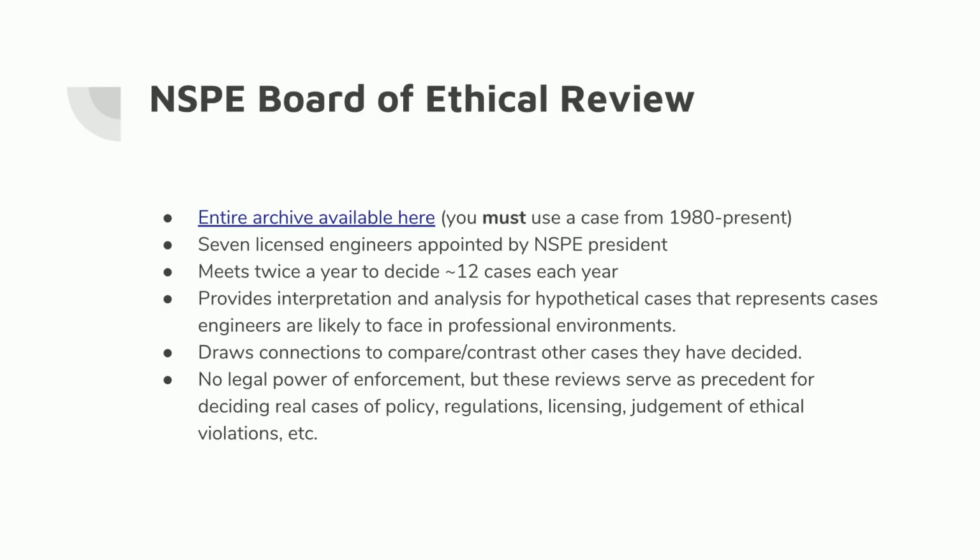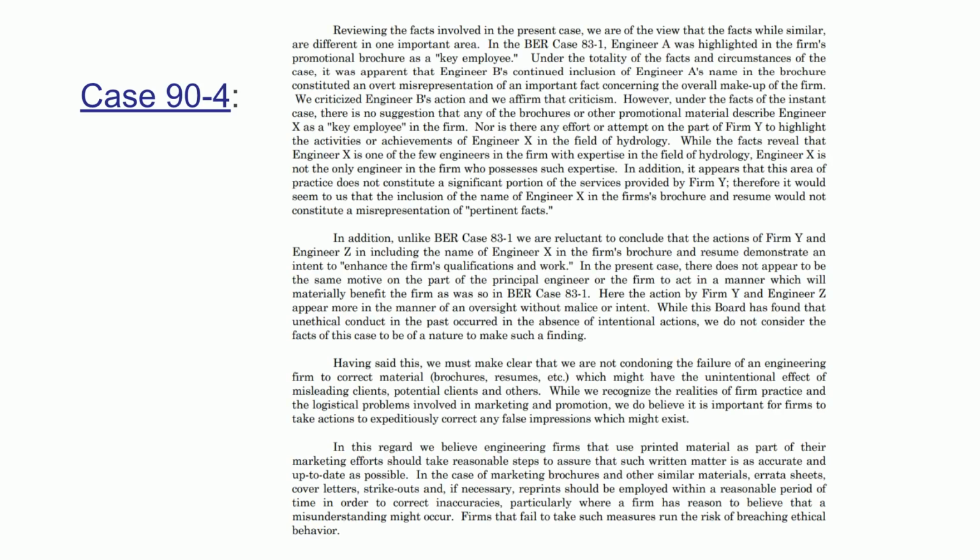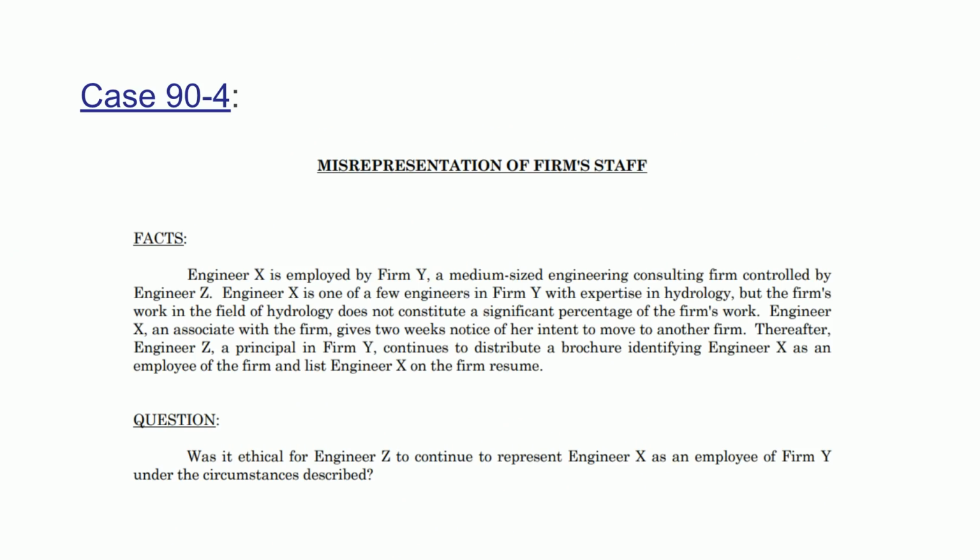Now, that said, the Board of Ethical Review doesn't have any legal authority, right? They're not putting people in jail. All the cases they're considering are purely hypothetical, but it serves as precedent for real policy, real regulations, licensing requirements, and so on. So I want to look at just a couple of these cases, so you just get a feel for how they work. This is case 90.4. If you click on this link, you'll get to the PDF. Remember, in your post, I want you to put a hyperlink that I can click on to check the PDF.